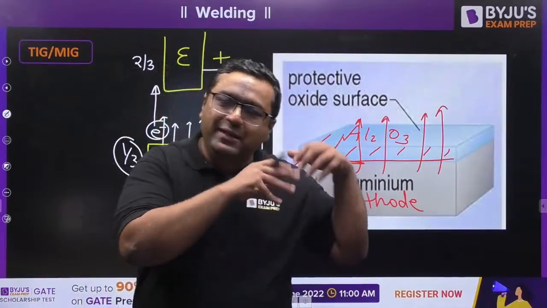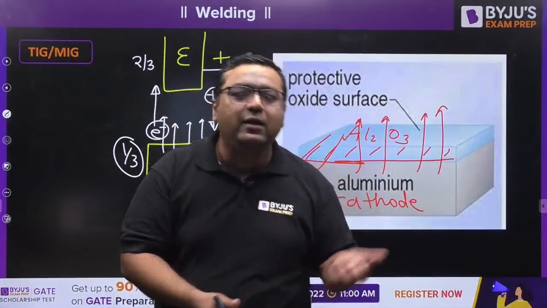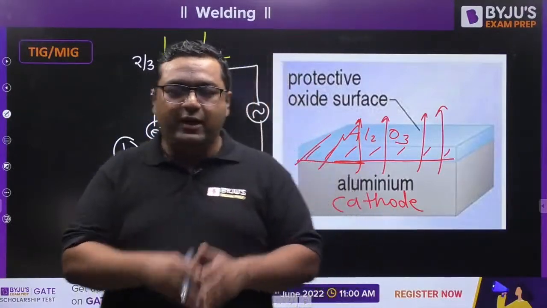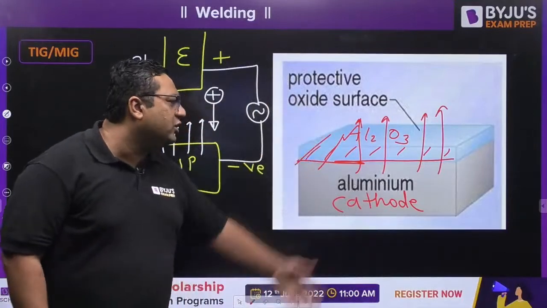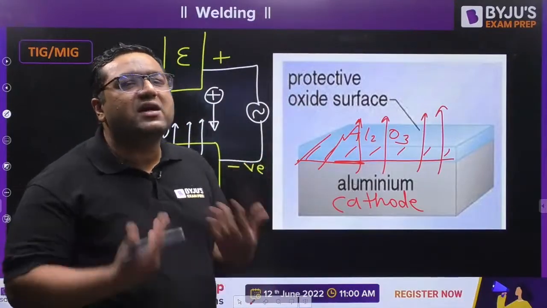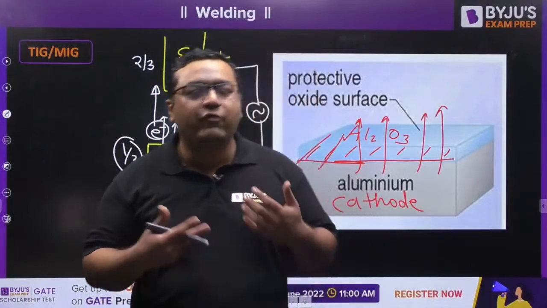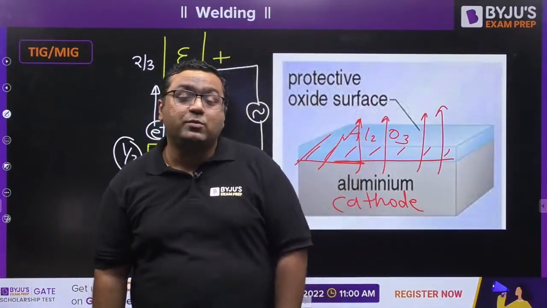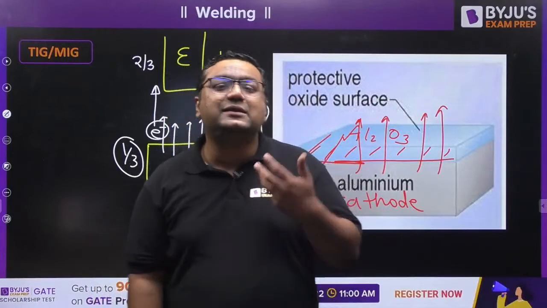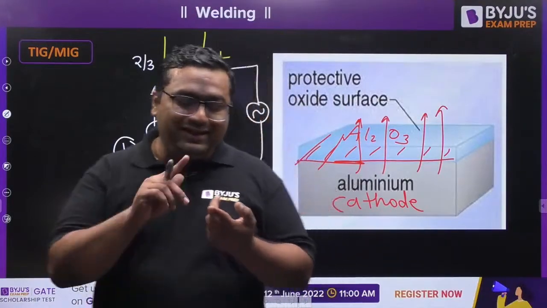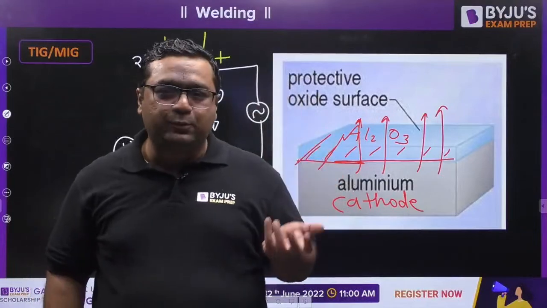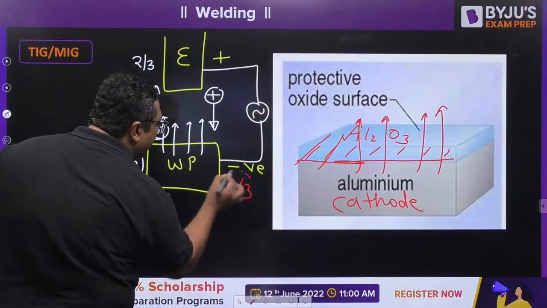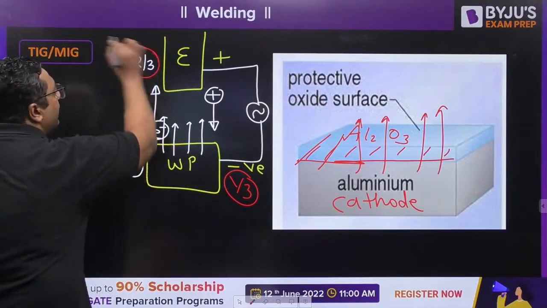Because aluminium is weldable, it is a good material, but Al2O3 is a brittle material. So Al2O3 cannot be welded. To remove this Al2O3, we have used reverse polarity. We have made the workpiece the cathode and the electrode the anode. This is said to be reverse polarity. So in TIG welding, you are using reverse polarity. Because of that, now 1/3 energy will be coming to the workpiece and 2/3 energy will be going to the electrode.